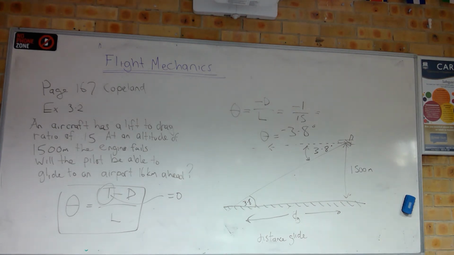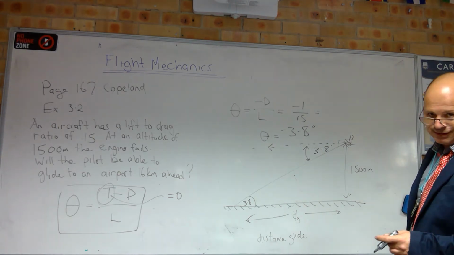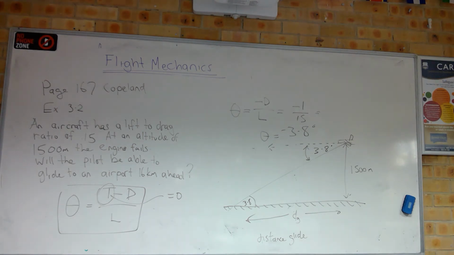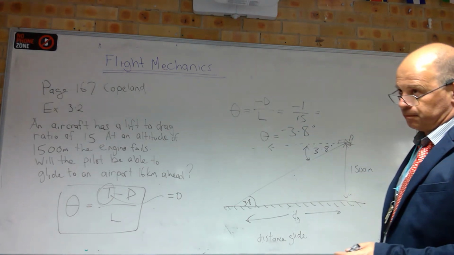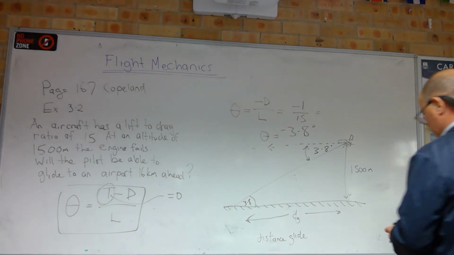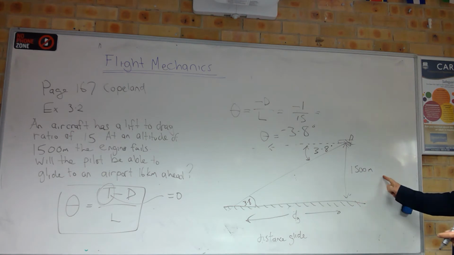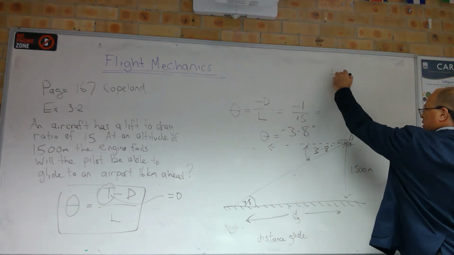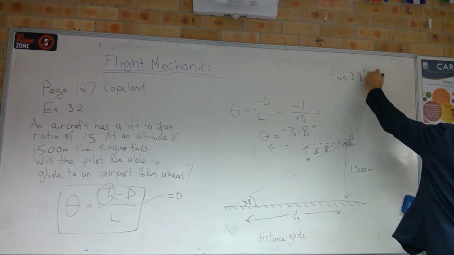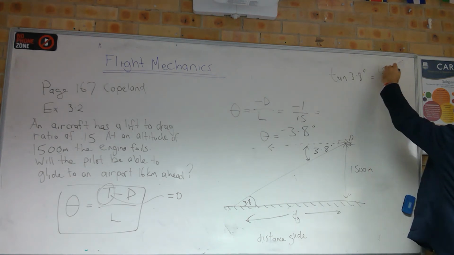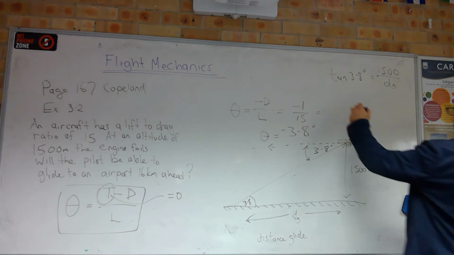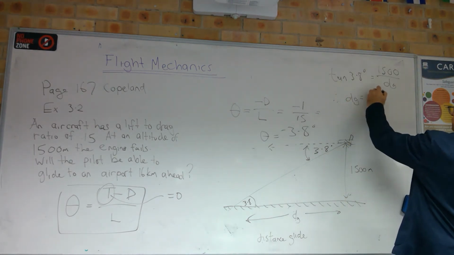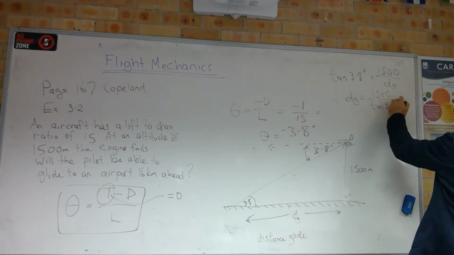We do know SOHCAHTOA, trig rules: opposite on hypotenuse is sine, adjacent on hypotenuse is cos, and opposite on adjacent is TOA. Okay, so we end up with tan 3.8 degrees, let's do this in meters, is equal to 1500 on distance glide. So we're using tan. Therefore, distance glide is equal to 1500 divided by tan 3.8 degrees.